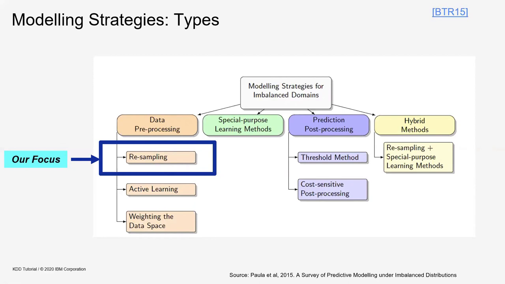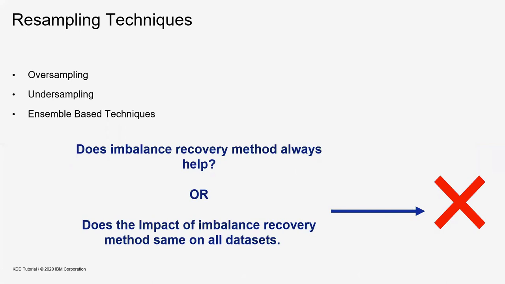As part of this tutorial, right, we will talk about the resampling kind of methods in the data space of what can be done, right? Since we are going to look at everything from the view of data quality analysis. So resampling methods, there are three standard and very well-known types of methods. Either you can oversample the data, you can undersample the data, or there are ensemble-based techniques where a combination of oversampling and undersampling techniques are used.